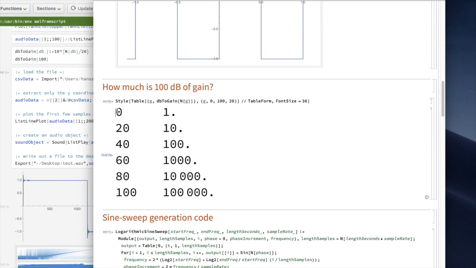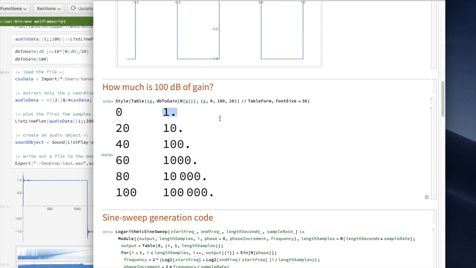If you have 0 dB of gain boost, that's equivalent to multiplying your input signal by 1. If you have 20 decibels, that means you've boosted the input signal to 10 times, if we're talking about electronic signals, 10 times the voltage of the original signal. 40 dB is 100 times the voltage. And if we go up to 100 decibels of gain boost, that means we're multiplying our signal by 100,000. So that's a mind-boggling, huge boost in gain.